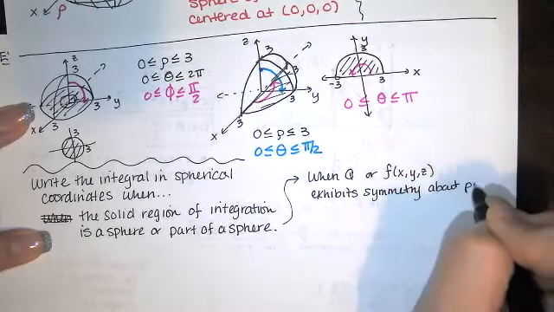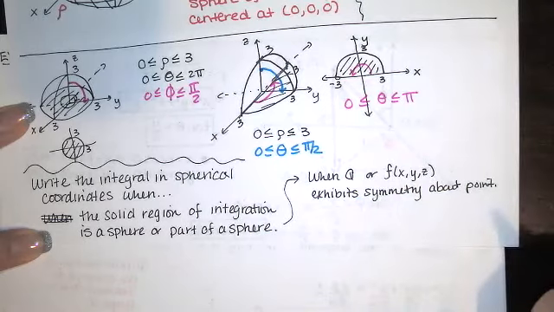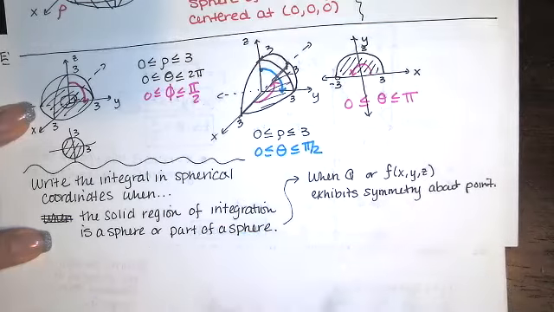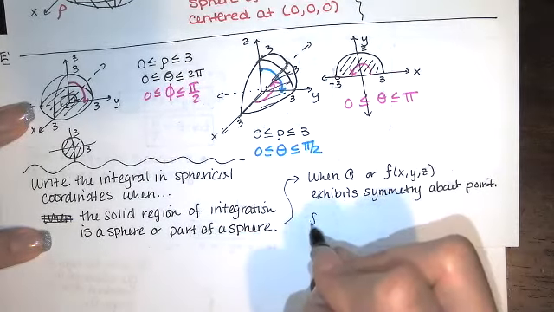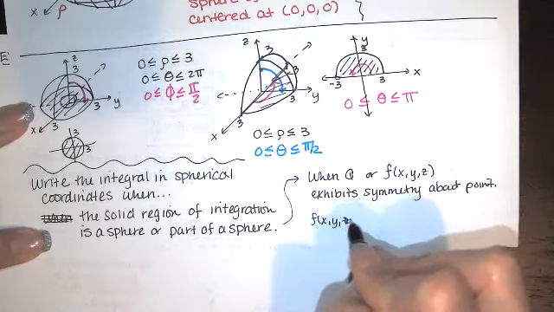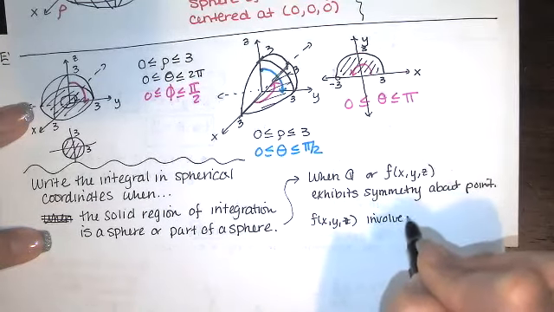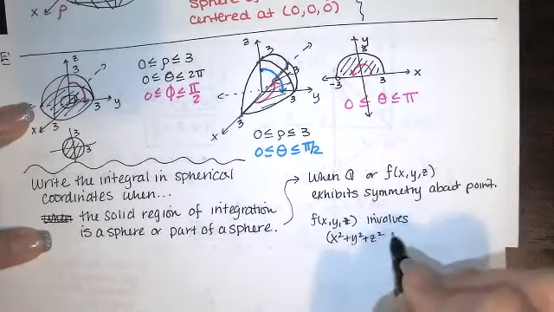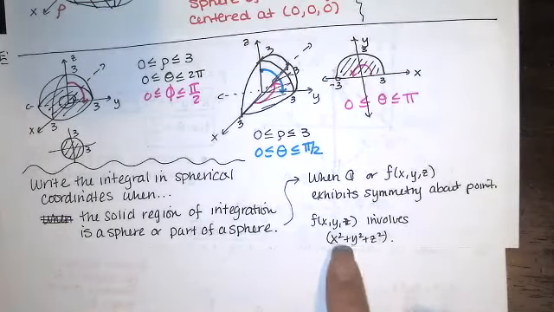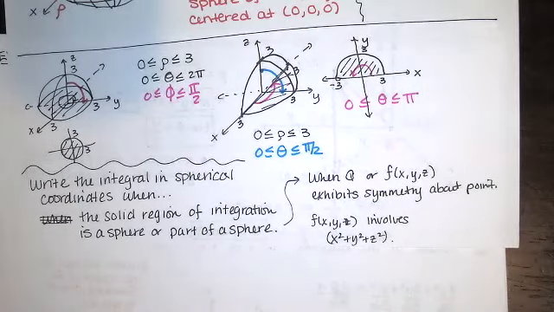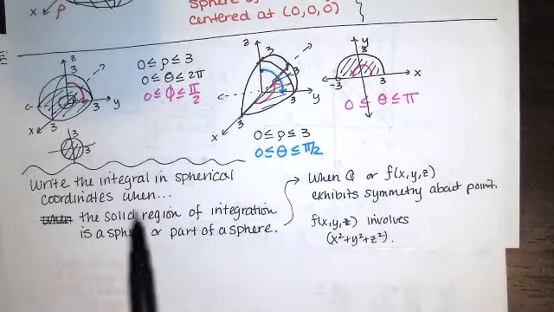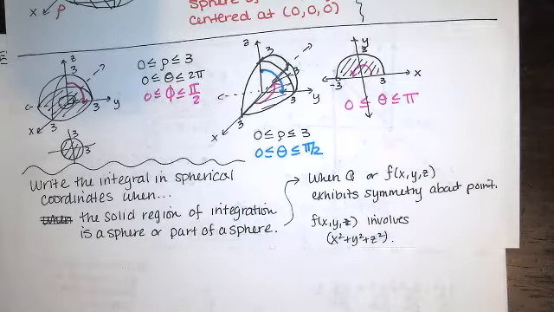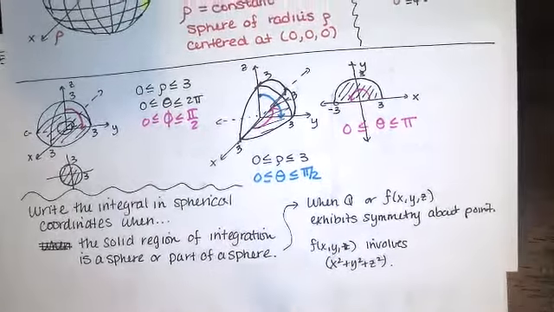What do we mean by exhibit symmetry about a point? We mean it looks like a sphere or part of a sphere, or the integrand f of x, y, z might have an x squared plus y squared plus z squared, because x squared plus y squared plus z squared equals rho squared, and that's part of a sphere centered at the origin. So that's why we do this, that's when we do this. And we'll get into the details of how to do that in the first example.